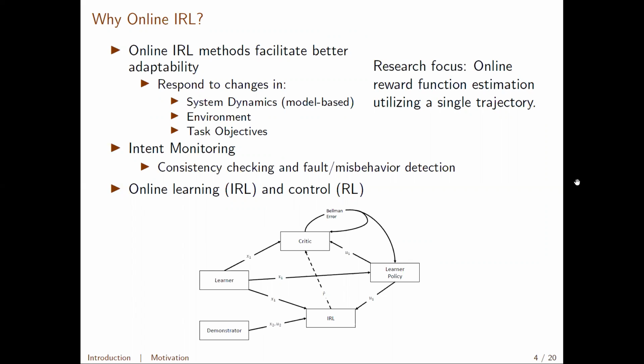It could also be used for intent monitoring. If you have a known reward function the agent is supposed to act with respect to, you compare that to your estimate online to see if it's misbehaving. It also could be used in a closed loop formulation with reinforcement learning to get an online learning and control situation.